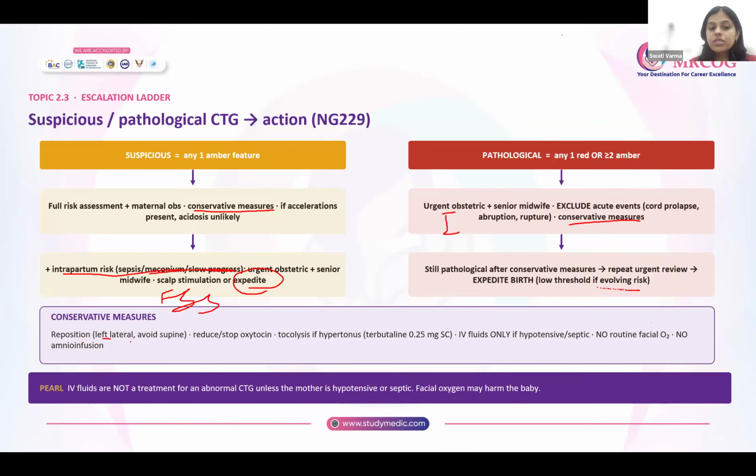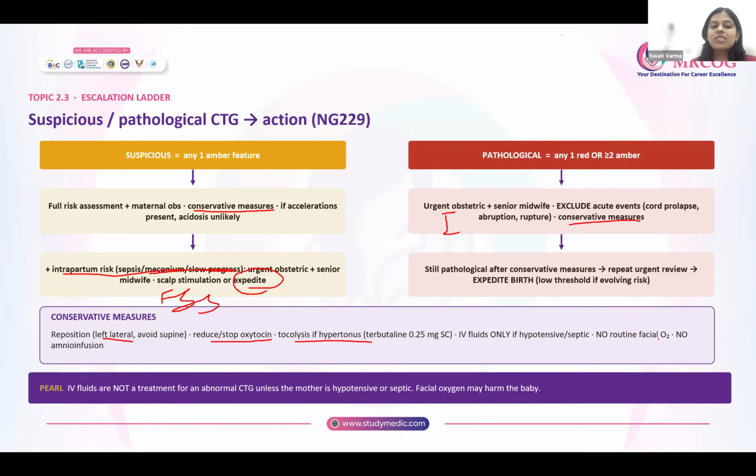Left lateral position is a conservative measure, means the first thing you will do is reposition the patient to left lateral, reduce or stop oxytocin, remove any prostaglandin pessary if already there. You may also offer tocolysis, especially if hypertonus is there. You can give terbutaline 0.25 mg subcutaneous. IV fluids only if hypotensive or septic.